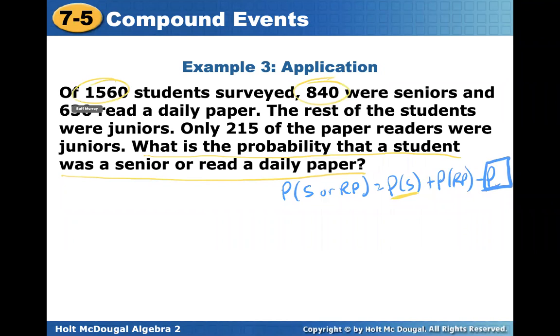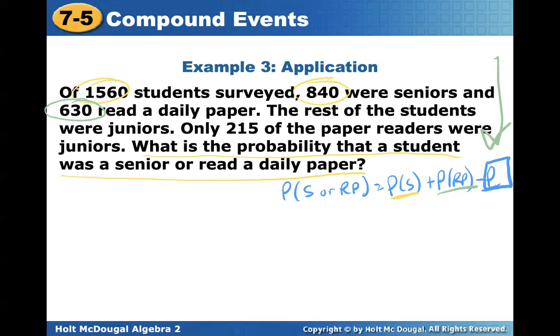840 out of the 1560. Do we know how many people read the paper at that school? Yeah, 630. So we know this. The trouble here would be finding the overlap, or finding out how many seniors read the paper. That's what we really need to look for.